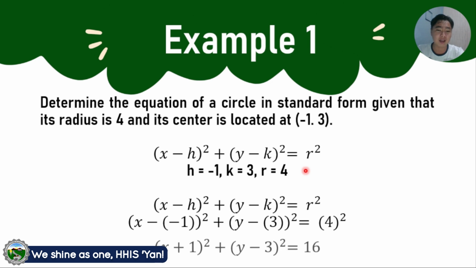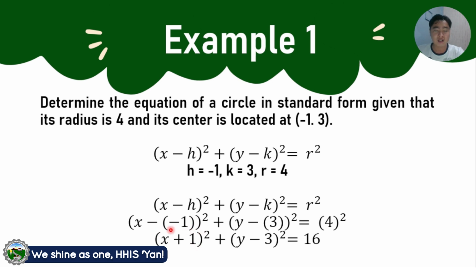So, if we simplify that, we will have x plus 1 squared plus y minus 3 squared is equal to 16. As you can see here, yung minus -1 na nandito sa tabi ng x ay naging plus 1. It's because of the rule of subtraction of integers. And then, yung 3 dito, naalis na yung parenthesis since that is just positive. And then, 4 squared became 16 because you wanted it to be in simplest form. And this will be our answer for this question. Okay? I hope that is clear.